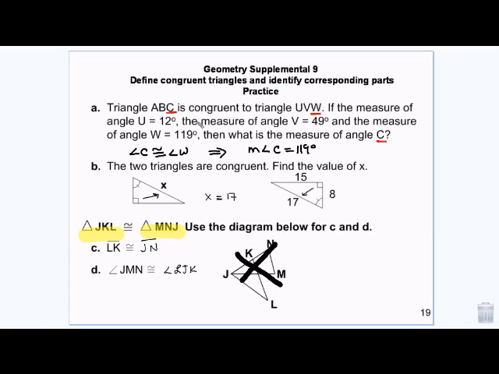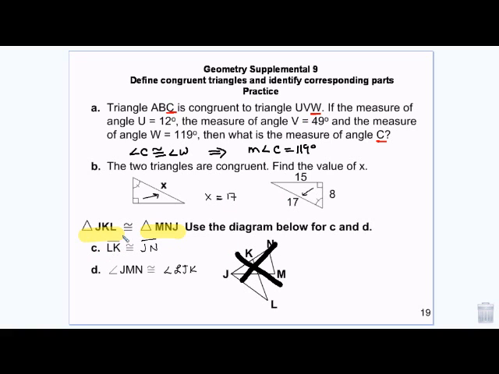Okay, so the way I did these, angle C and angle W correspond. I want to know the measure of angle C. Well, angle C is equal to or congruent to angle W, so therefore it's 119. To figure out what X equals, if you look, X is across from the 90 degree angle. So I'm going to cross from the 90 degree angle. I find 17, so therefore X is 17.